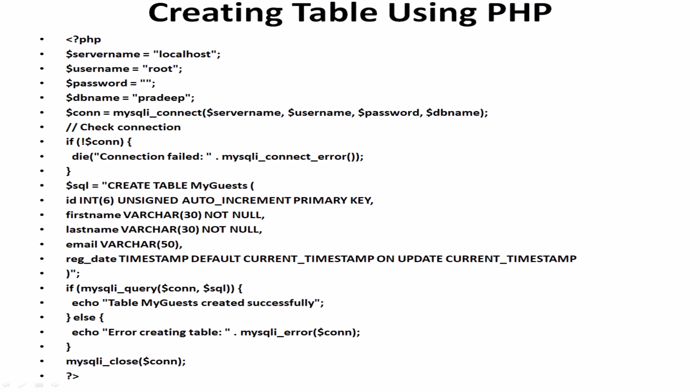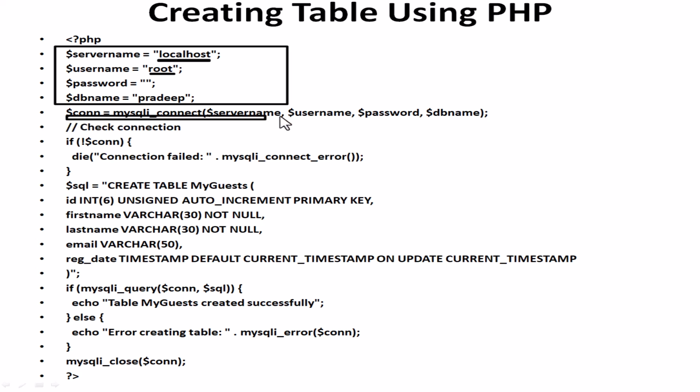Let us create the next program, which creates a table by using PHP. Up to here we have set up the localhost, set the root, and set the database name. We created a database by the name JNTU. For the connection, MySQL connect takes the server name, username, password, and the database name which we have specified. If no connection is established, it is going to show a message by using die.